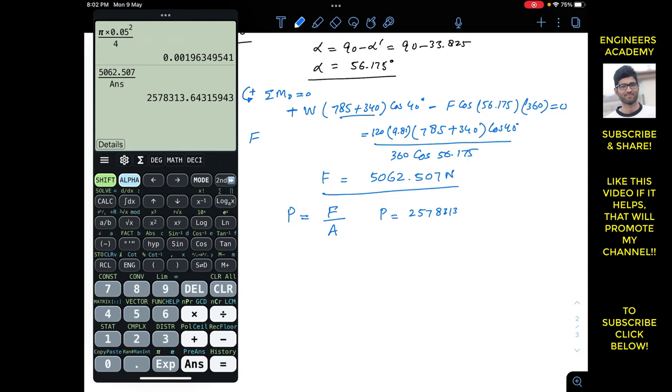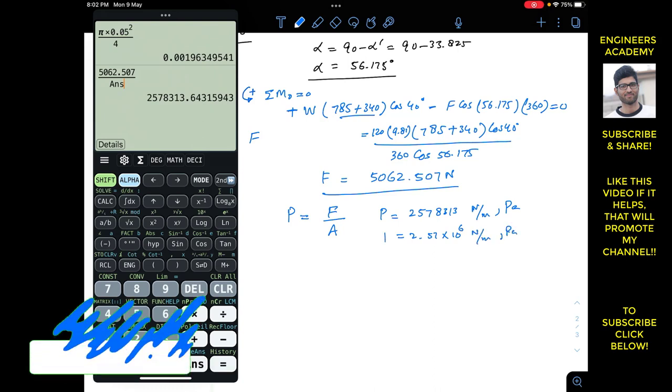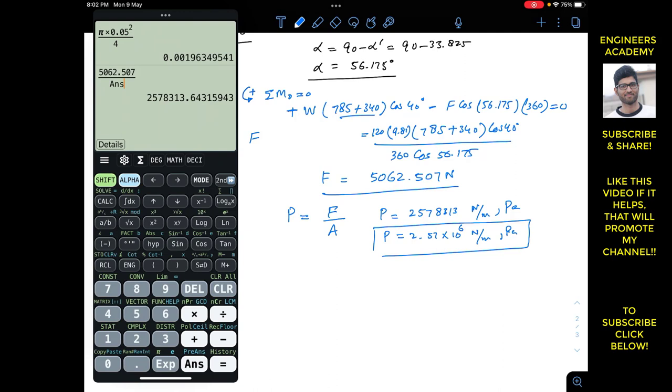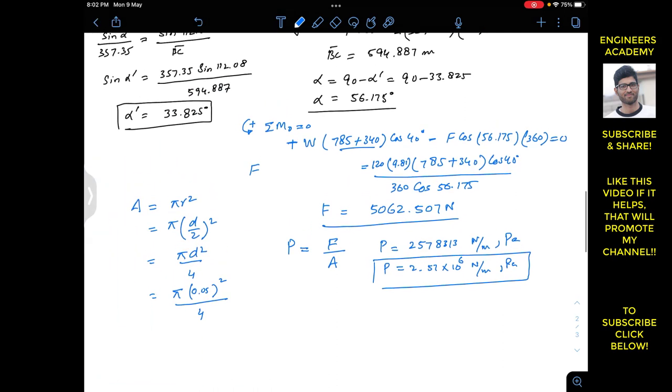Now this is in Newton per meter squared, and this can be represented as Pascals. Now we can write this is 2.57 into 10 raised to power 6 Newton per meter squared, which is also known as Pascals. So the BC cylinder is going to apply 2.57 into 10 raised to the power 6 Pascals of pressure. So this is the solution of this particular problem.